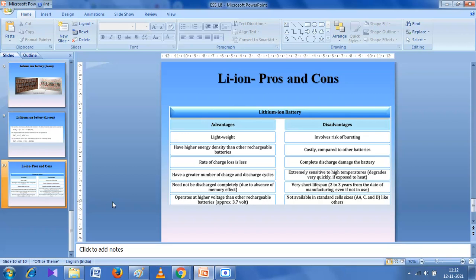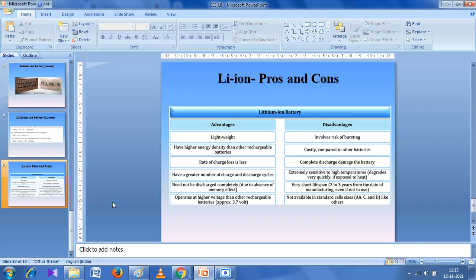Actually, charging loss in lithium ion battery is less. And in case of lithium ion battery, the charging and discharging cycle is more than the nickel cadmium. And it has no memory effect, that means it need not be discharged fully. In case of lithium ion battery, however much you want to discharge that battery, you may discharge, and after that you may recharge that battery. It has no memory effect, so no need to worry.